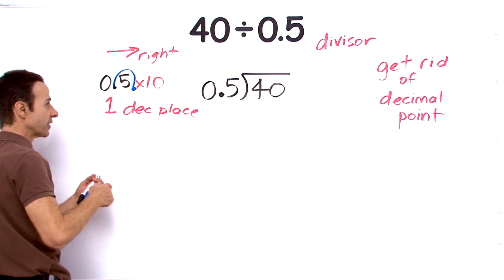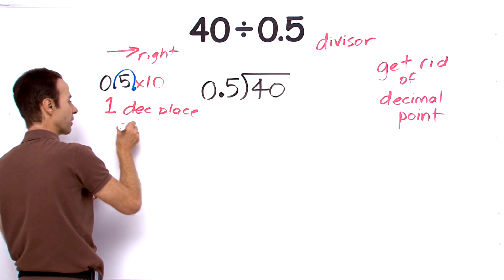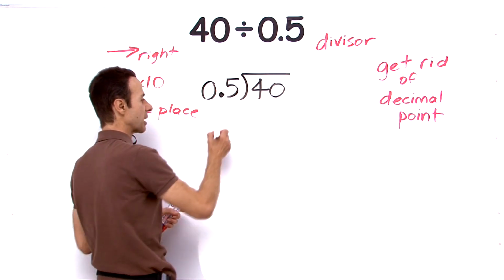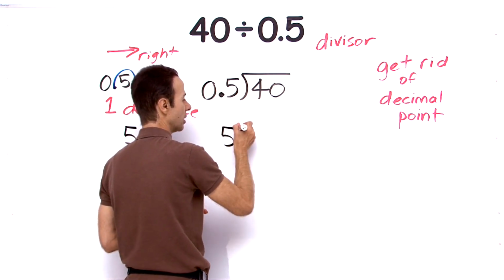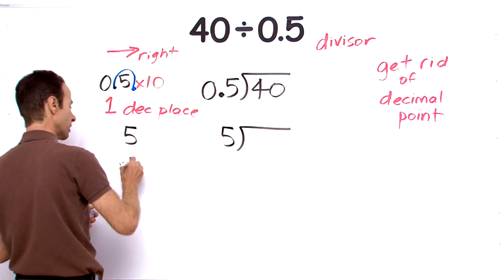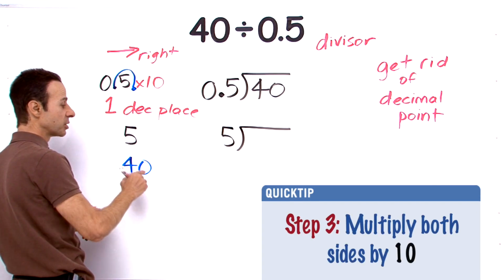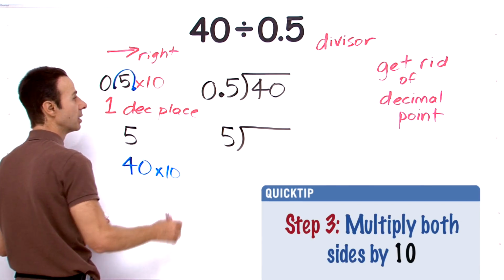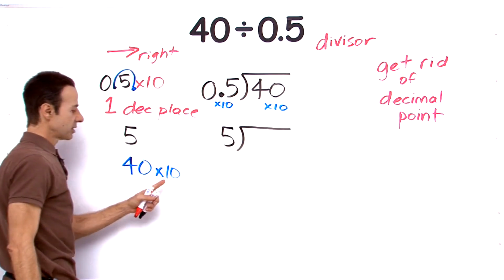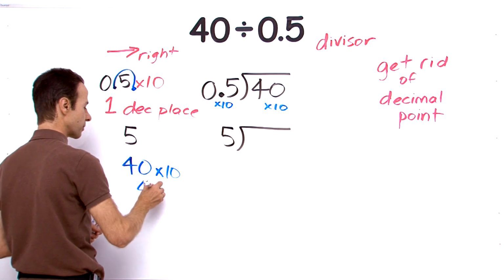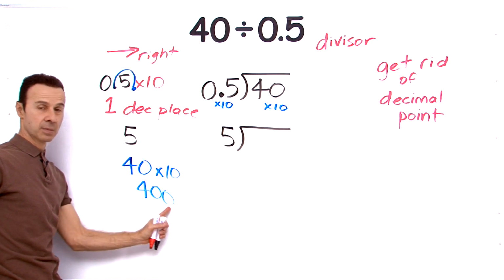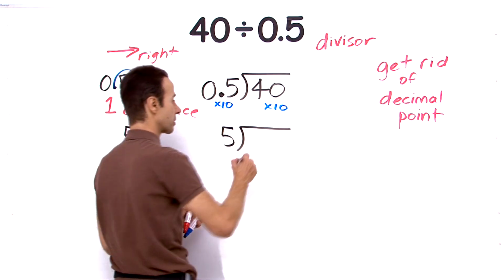So the 0.5 now becomes 5, because I multiplied that by 10. Now this 40, I need to multiply that by 10. Why? Because if I multiply this by 10, I've got to multiply that by 10. So 10 times 40 is 400. So that now becomes 400. So let's put that in there.